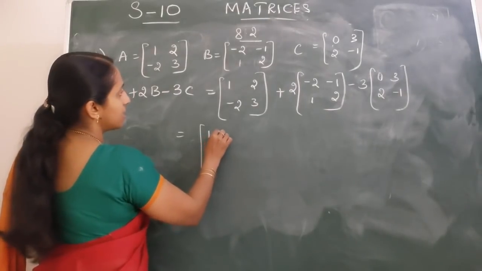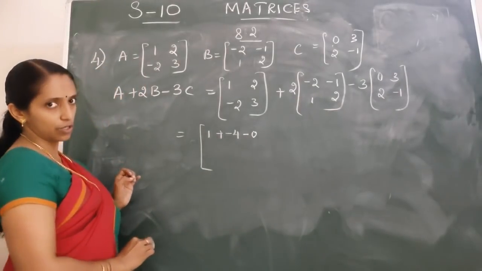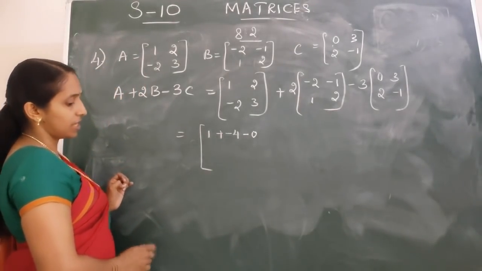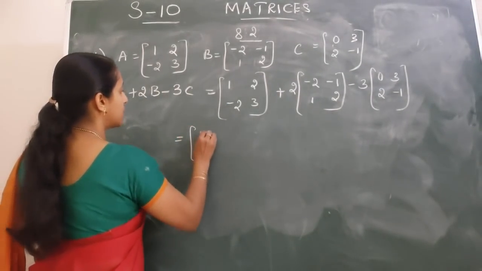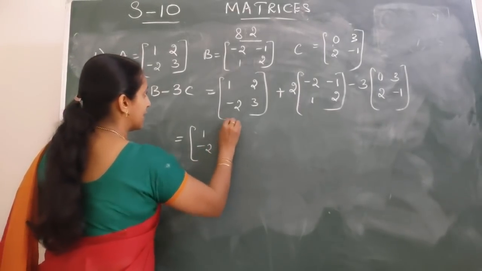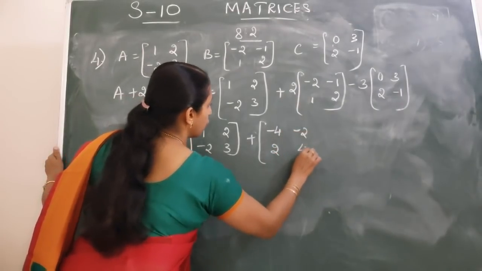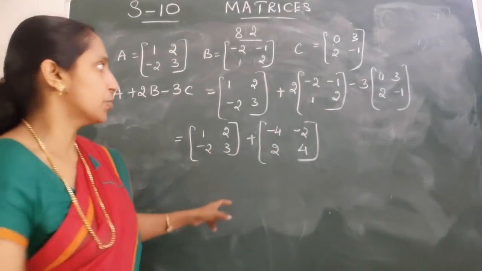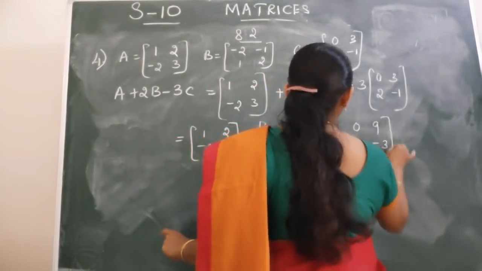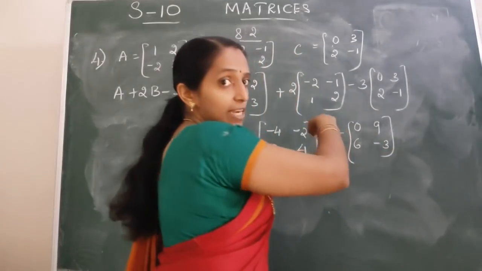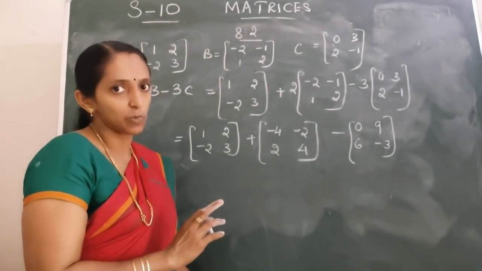That is 1 plus minus 4 minus 3 into 0 will be 0. If you didn't understand, I will make one more matrix there. That is 1, 2, minus 2, 3 plus, you will get minus 4, minus 2, 2, 4. We have multiplied it with the 2. Then minus 0, 9, 6, minus 3. This minus is outside, that's the operation symbol. So we will multiply it with the 3 only.